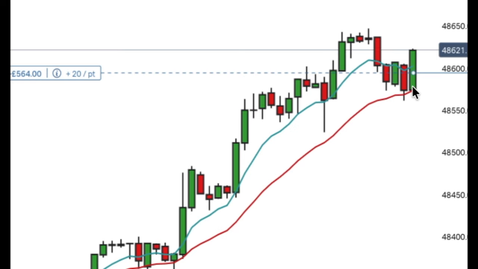However, because I expect this to be the biggest candlestick of the day, I expect it to be bigger than this one, and therefore something up here will be what I would expect. So 48,650, something like that. Either way, I'm leaving the trade on until the end.